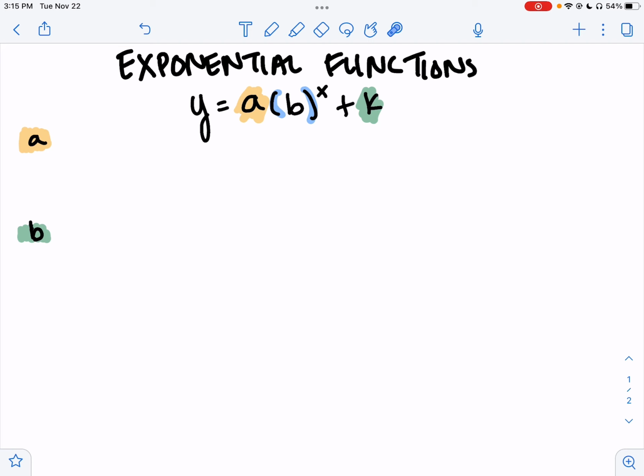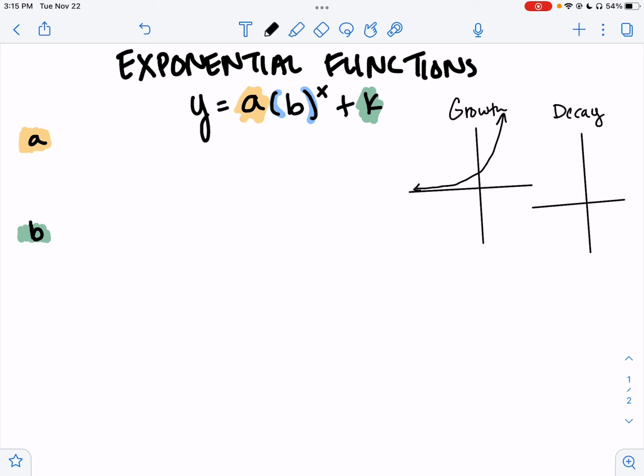But for now, we need to be able to identify what a, b, and k do to our functions. So with exponential functions, we have two options. You can have a growth graph or a decay. Growth typically looks like this. It starts out really flat and then it grows exponentially. So it starts out really flat and then it grows and it gets really steep. Decay is exactly the opposite. It starts really steep, but it is decaying exponentially, so it quickly flattens out. So this is our difference between growth and decay.